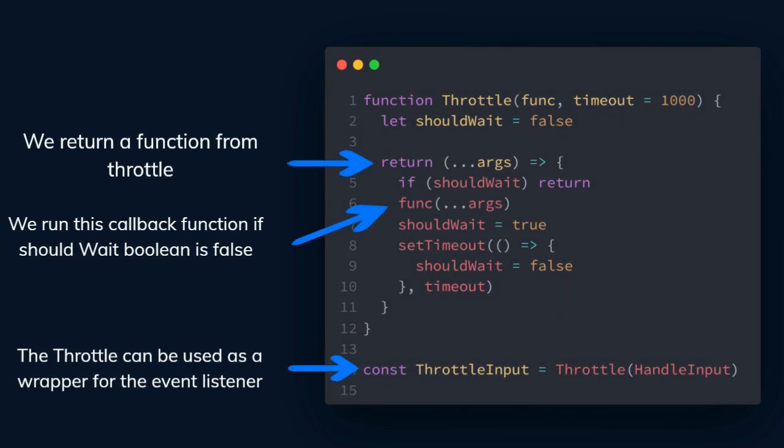It is similar to the debounce function, but this has a shouldWait boolean variable, or basically a flag. In the return function, we check if the shouldWait flag is true, and if yes, then we return without triggering the callback. If no, then we run the callback and set shouldWait to true, and in the timeout, bring shouldWait back to false. We are simply turning the boolean to true, and the callback doesn't fire as long as the timeout hasn't completed.